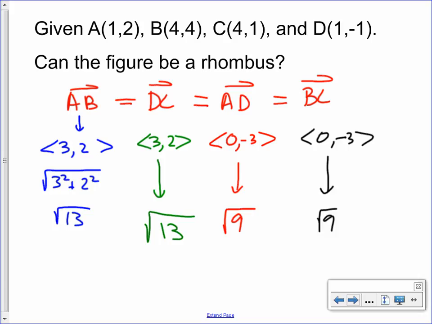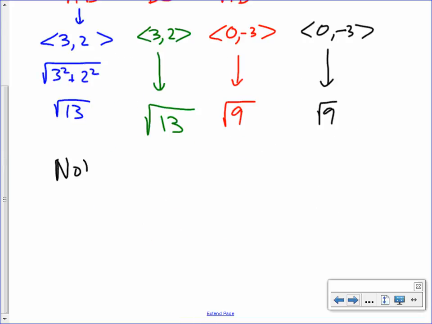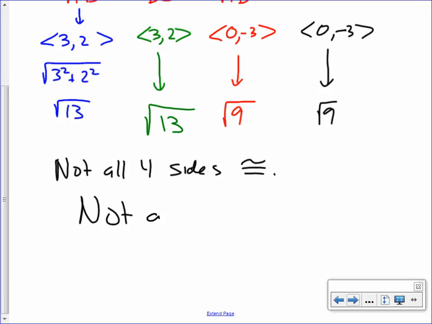9. So because only the opposite sides are the same, that means it's not a rhombus, because they're not all the same, right? So not all 4 sides are congruent, so this is not a rhombus.